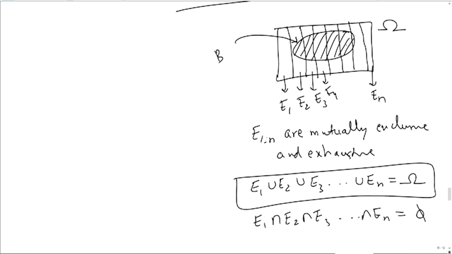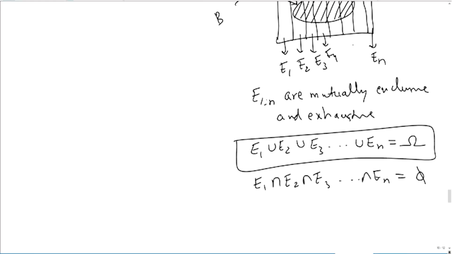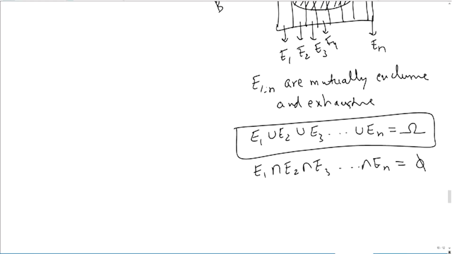Okay, this is event B. Let us think about these particular events, which are basically the intersection of event B and these mutually exclusive and exhaustive events E1 to En. So, B intersection E1, B intersection E2, B intersection E3, and so on.